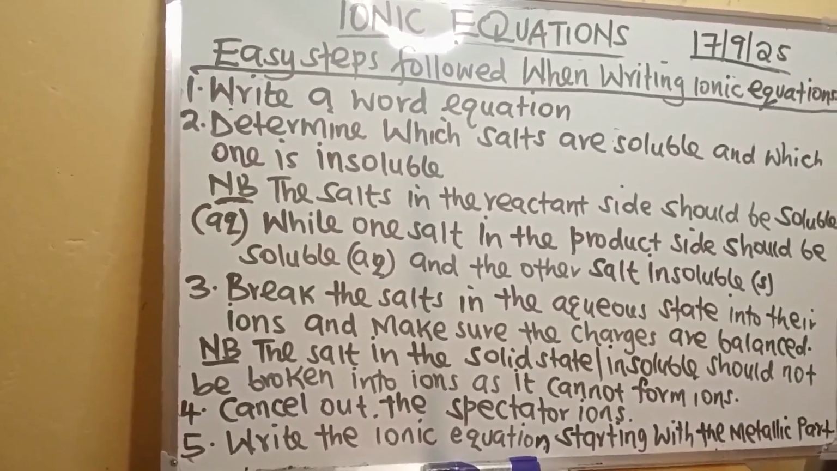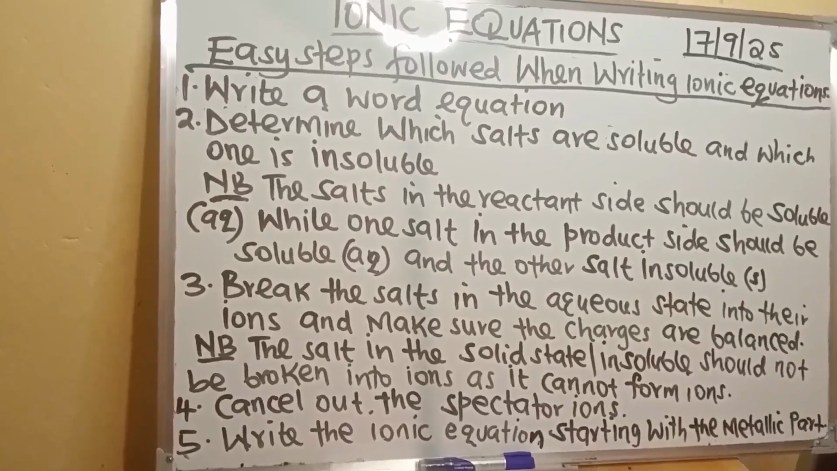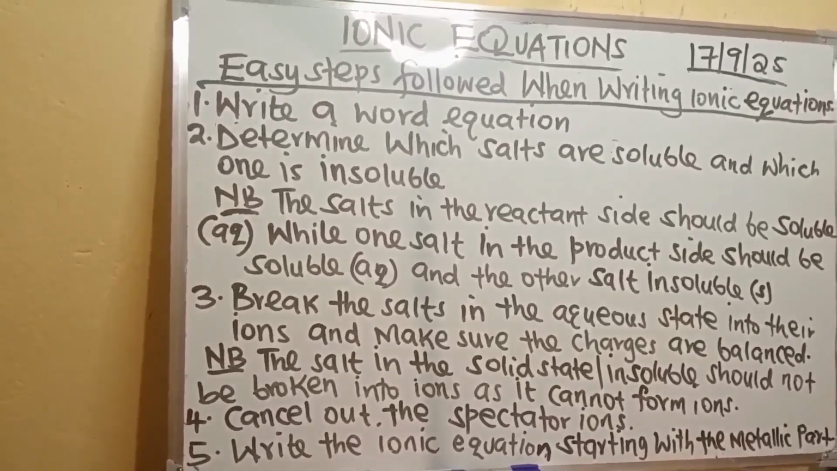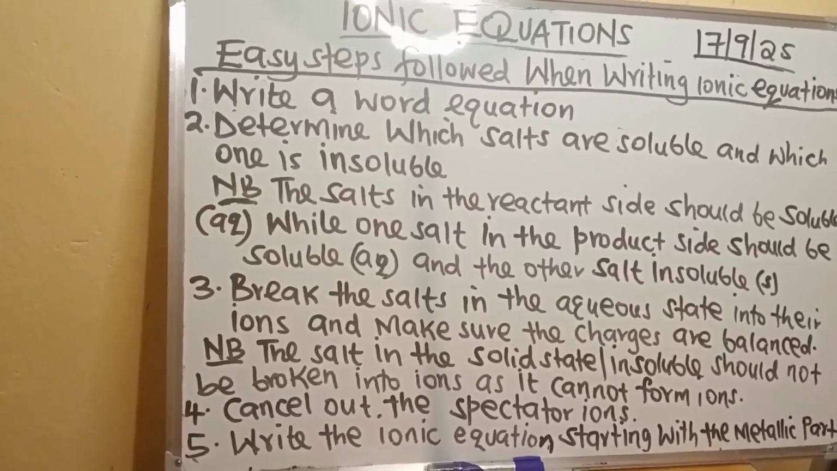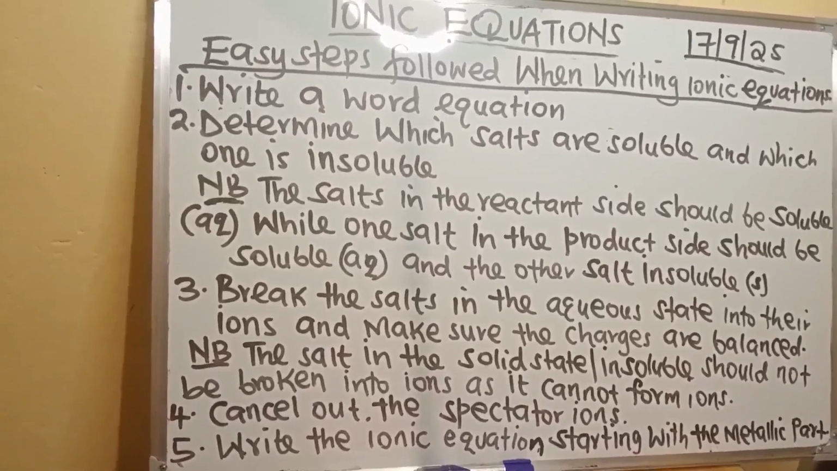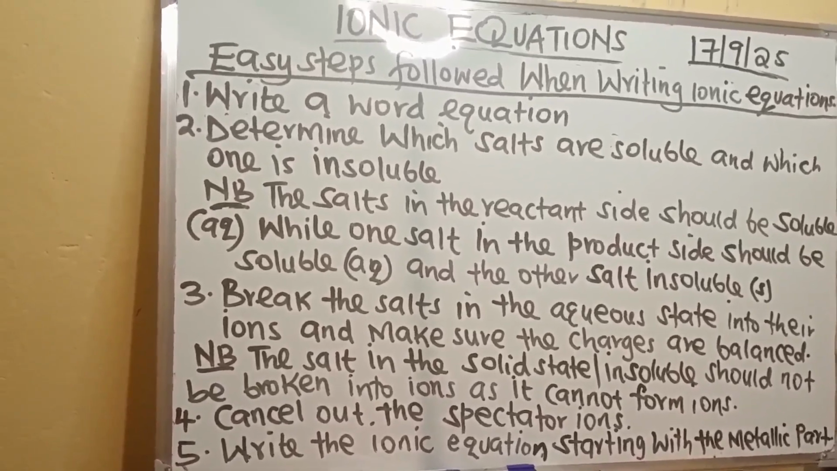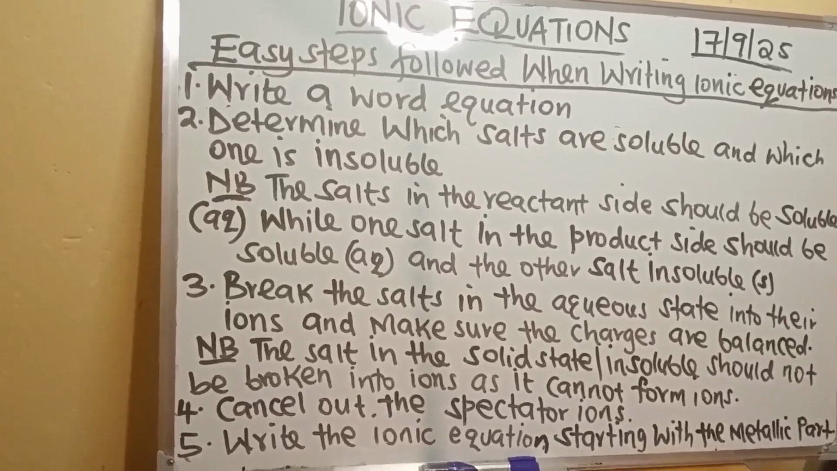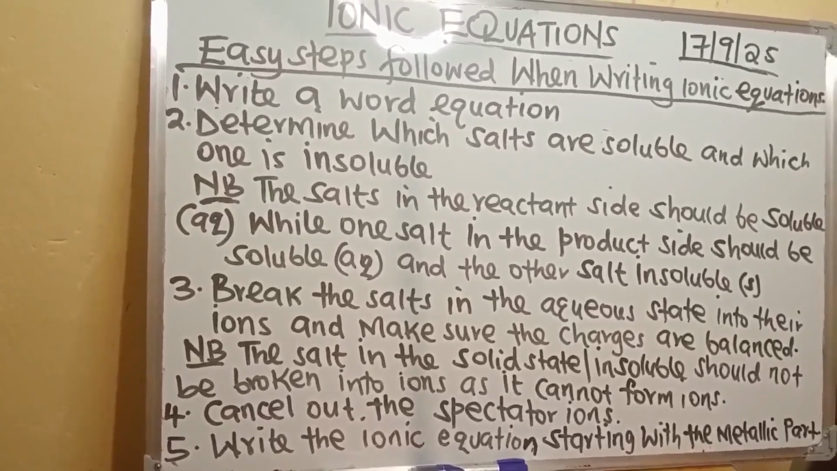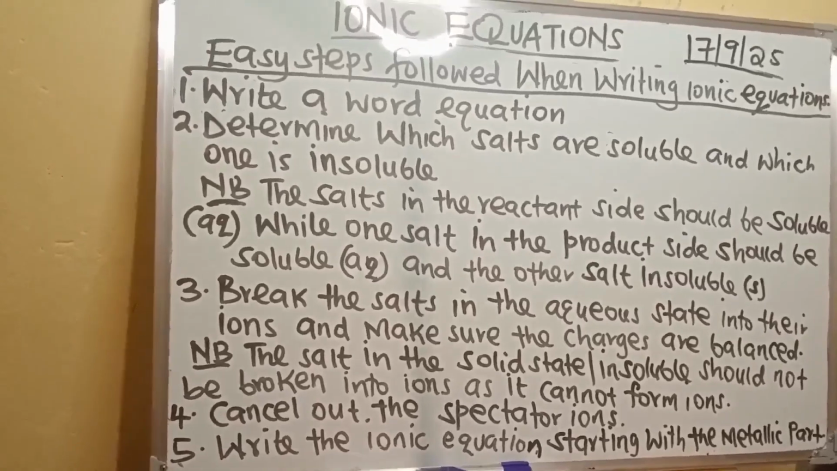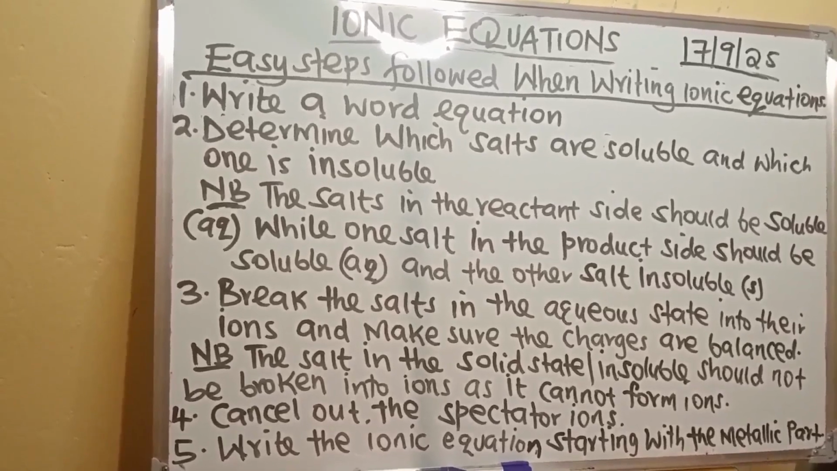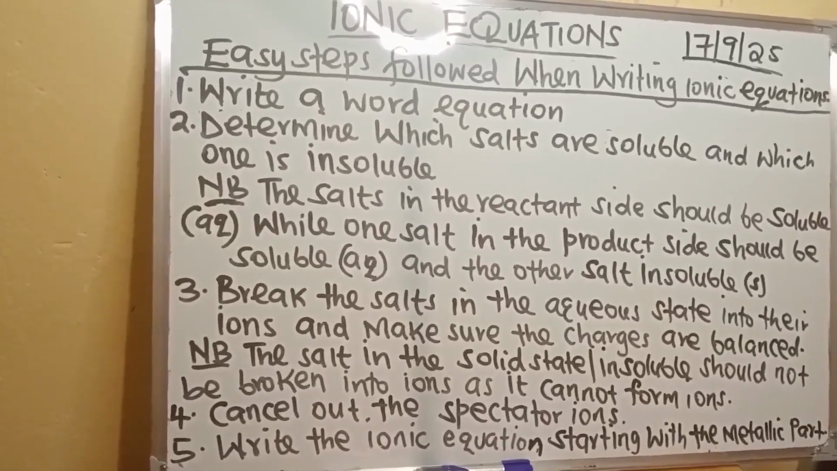Number 4, cancel out the spectator ions. Those are the ions that do not take part in the chemical reaction. They remain unchanged. Then you check on their state symbols, on which one has not changed in terms of the state symbol, and you cancel it out. And finally, you write the ionic equation, and it will be good if you start with the metallic part, followed by the non-metallic part or the radical that was involved.